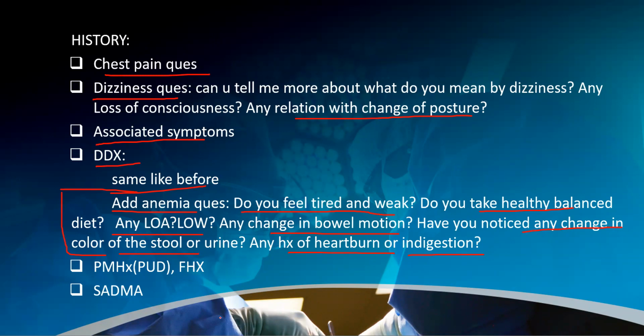After that, finish with past medical history, family history, SADMA. In the past medical history, make sure you ask directly about any history of peptic ulcer disease. And in the medication, especially ask about using any aspirin or NSAID.